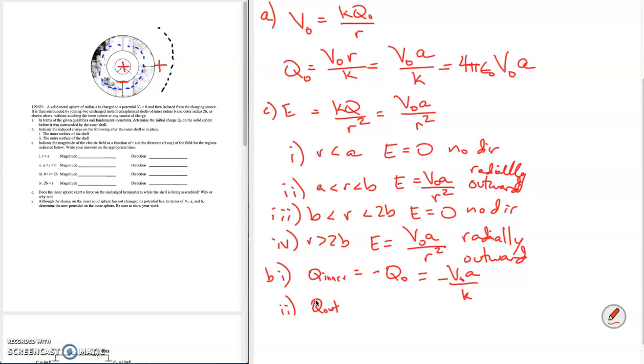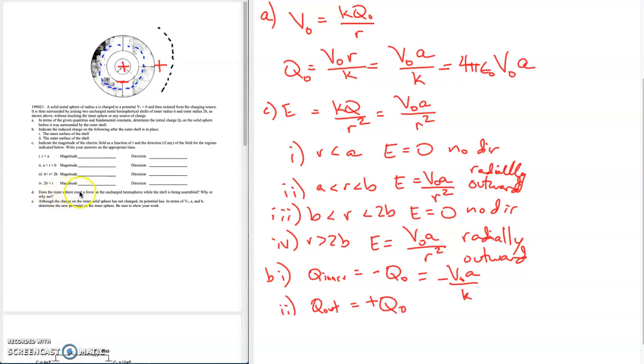And Q outer will be the same as Q naught, also a positive. And they don't care about the size at all. They don't care about sigma. All they care about is the charge. All right, so that'll be plus Q and that'll be minus Q. All right, now part D.